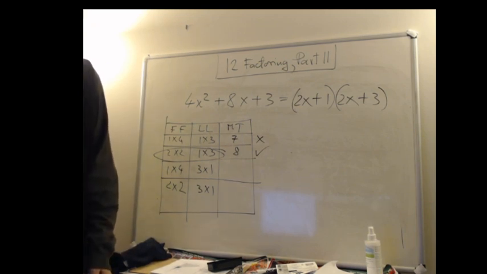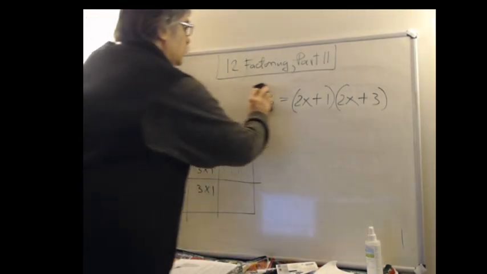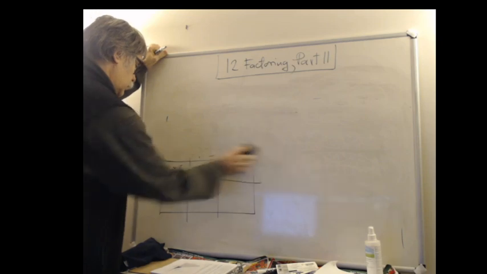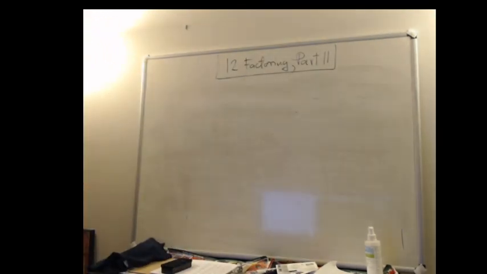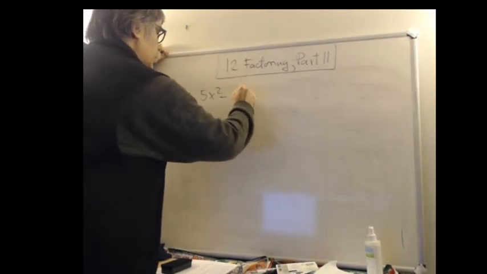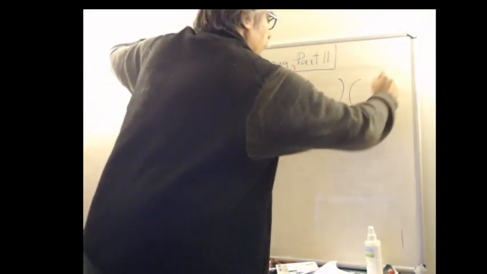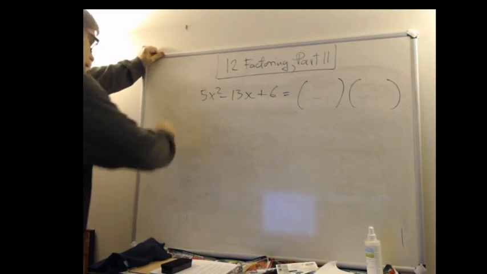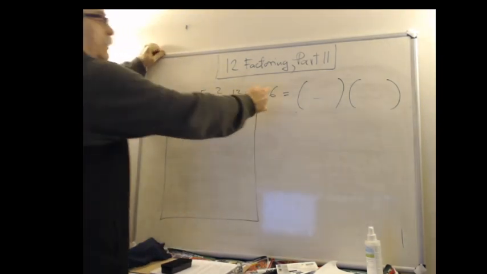Let me get something with some negative stuff. The negative stuff, of course, is always a problem, right? Dealing with negative numbers, I mean. 5x squared minus 13x plus 6, okay? I know that I'm going to get first times first to be 5 and last times last to be 6.